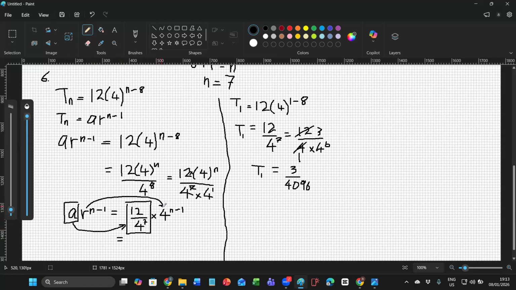So that means obviously R will be this. But now I'm not sure whether you understood how I got that 4 raised to power n minus 1. Do you understand how I got it? I don't understand. Okay, so you know what we'll do? Leave what I did on the left hand side. Let's do T2.